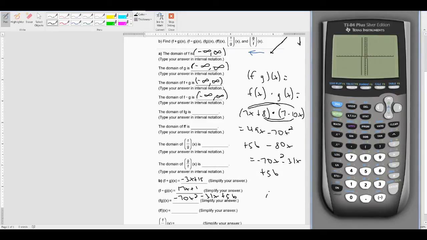It's pretty much a parabola that looks like that. And how far left is it going? Forever and ever. How far right? Forever and ever. So the domain of f times g of x is also negative infinity to positive infinity.